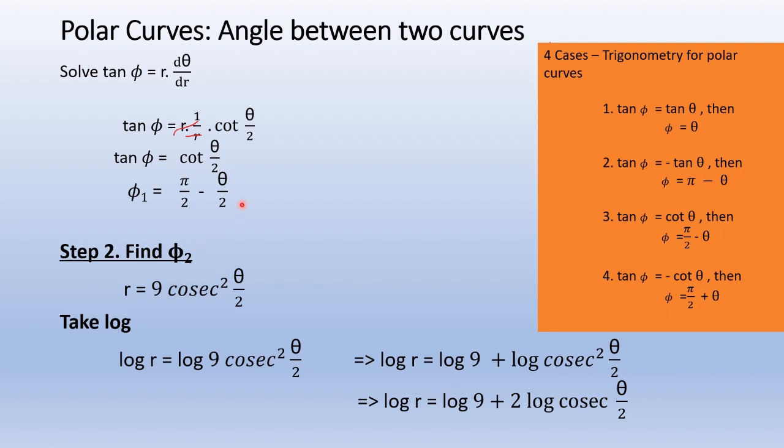Step to find phi 2. Curve 2 is this. Taking log, we get this. According to the log property, it can be written as this. Log cosecant square theta by 2 can be written as 2 log cosec theta by 2.